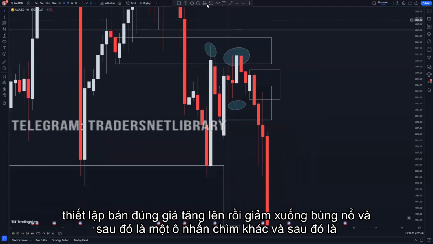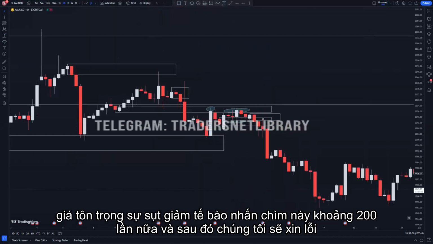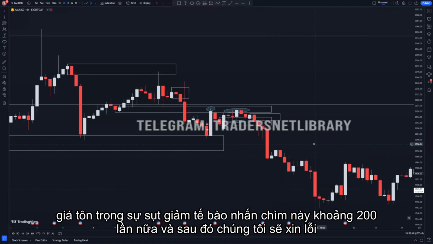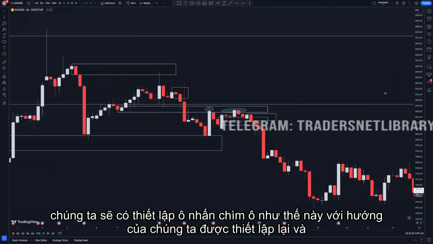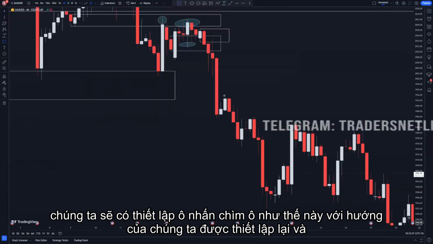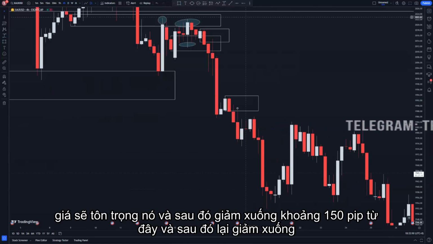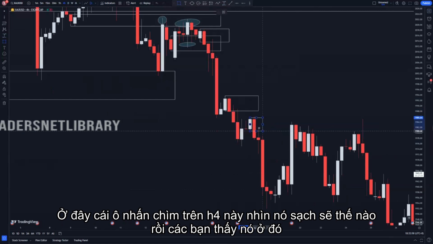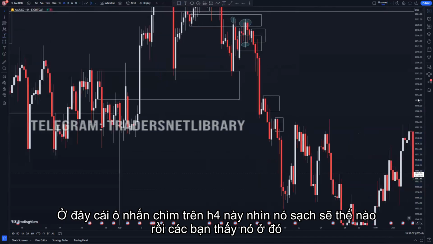And then another engulfing sell. And then the price respected this engulfing sell, dropping for about 200 again. And then we're going to have this engulfing sell setup, which is our direction setup again. And then the price is going to respect it, and then went down from here about 150 pips. And then again, right over here, this engulfing sell on H4 went down. Look how clean that was. You guys see it?